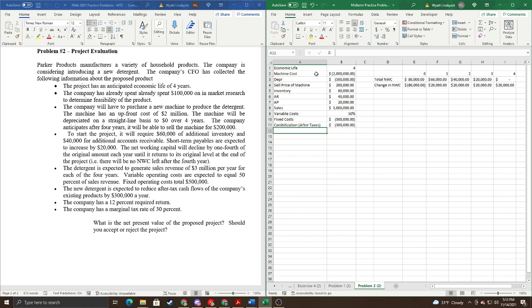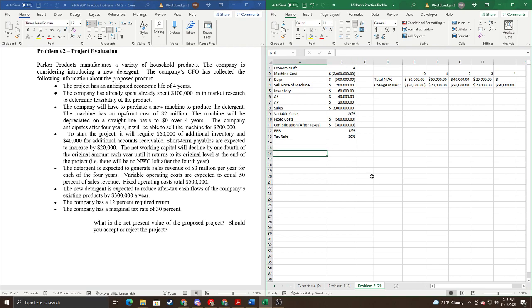Cannibalization is negative $300,000. And we're going to also say this is after tax, because that's super important. So after taxes. And now we have the required rate of return of 0.12, which is a percentage, and the tax rate of 30%. So we'll do that. All right, now we have all of the relevant information that we need, and let's get started.